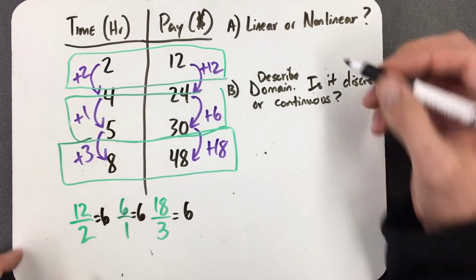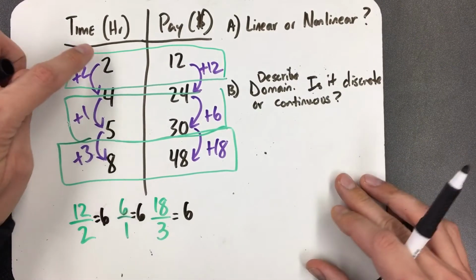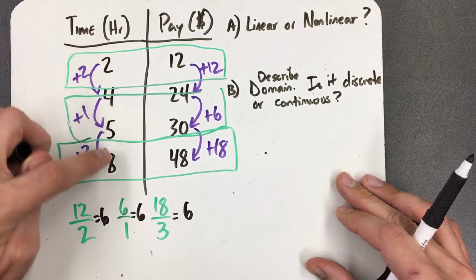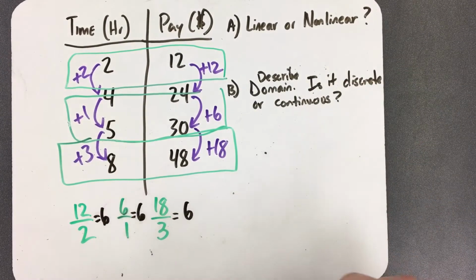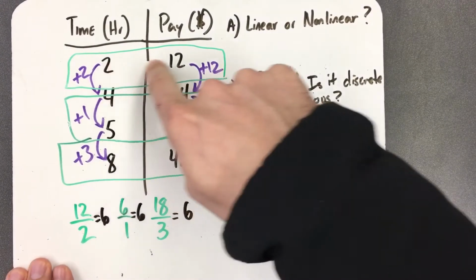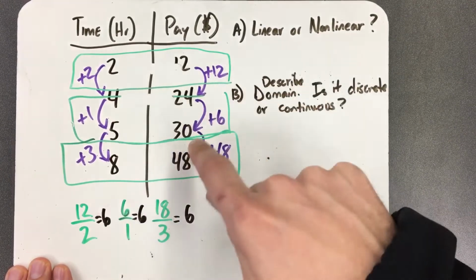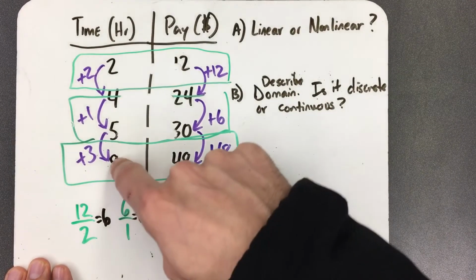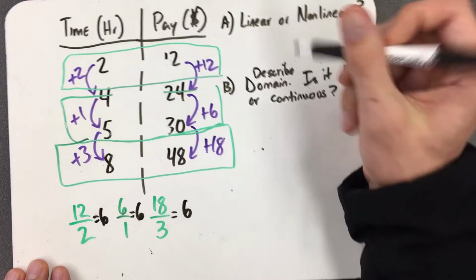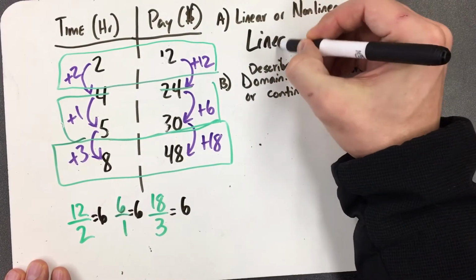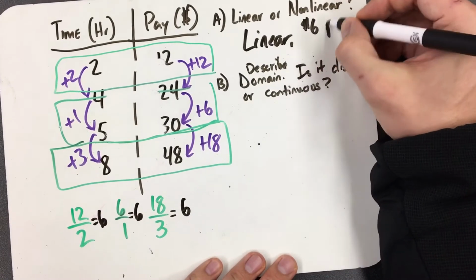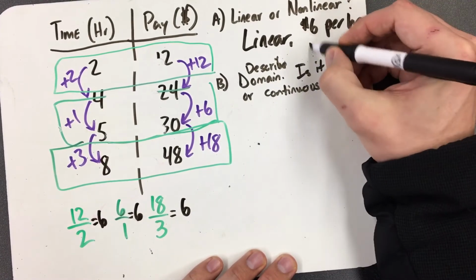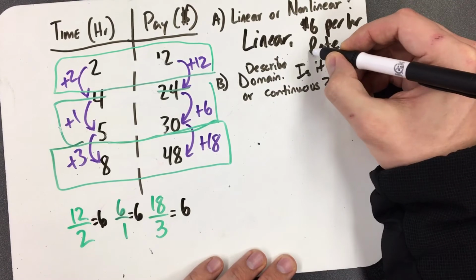So is this actually consistent? Yes. I just was tricky here and I counted 2, 4, 5, 8. I didn't count by the same amount every time. But if you're really paying attention, like most of you could have just seen it, I bet, hey, 2 times 6 equals 12, 4 times 6 equals 24, 5 times 6 equals 30, 8 times 6 equals 48. So is this linear? Yes, this is linear. The rate is $6, right? $6 per hour is your rate of change. That's actually your slope as well.